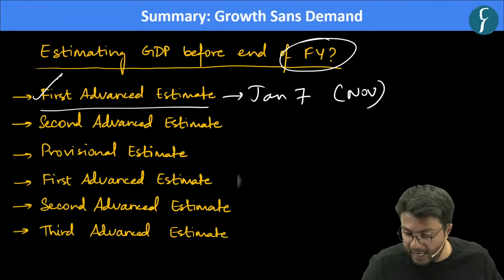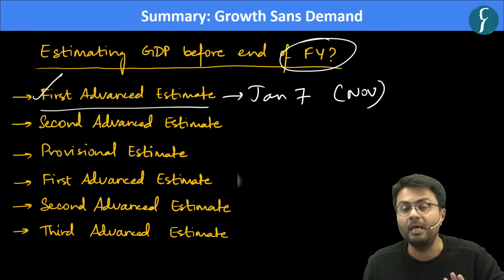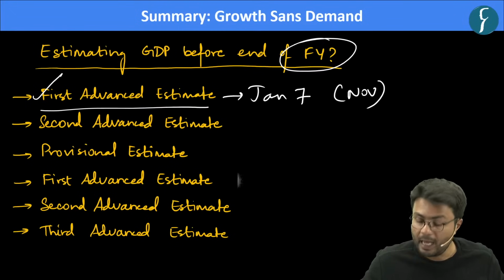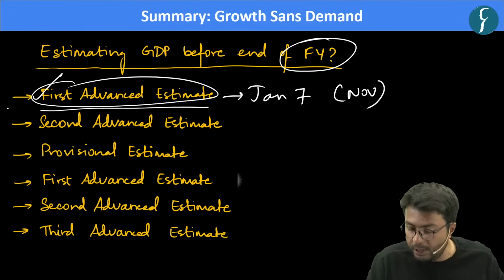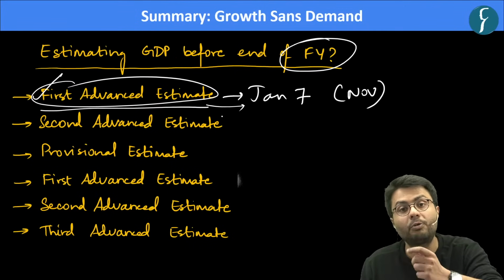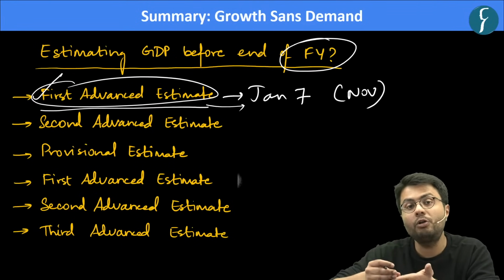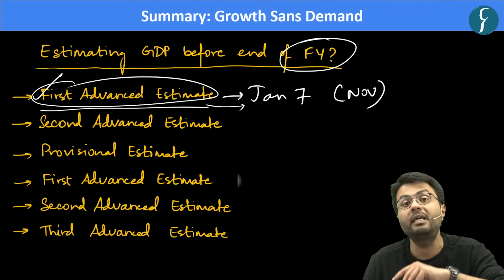And this first advance estimate is the government's first estimate of the Indian economy. This estimate is also important from a budgetary point of view, because the budget numbers are calculated based on it, and it helps the government estimate how much money it will be able to spend in the next year.